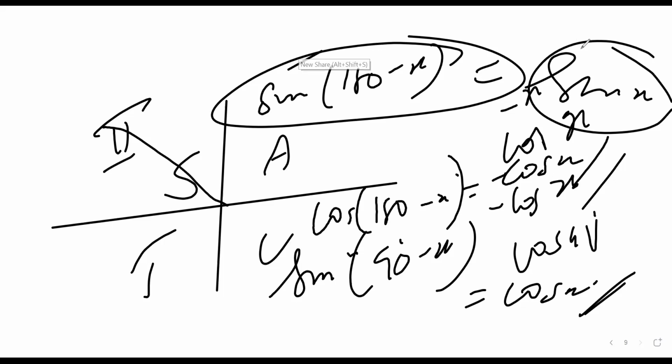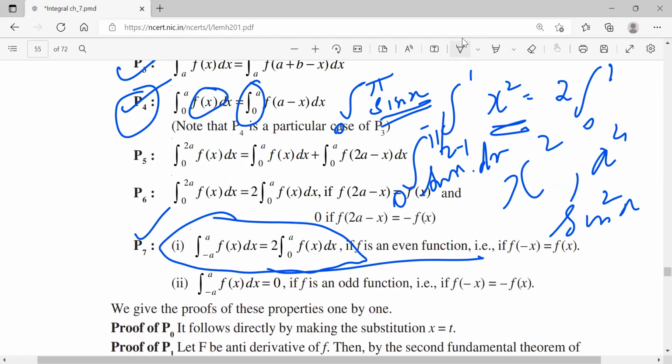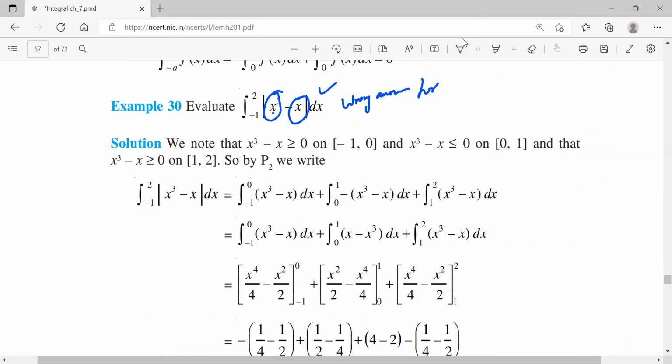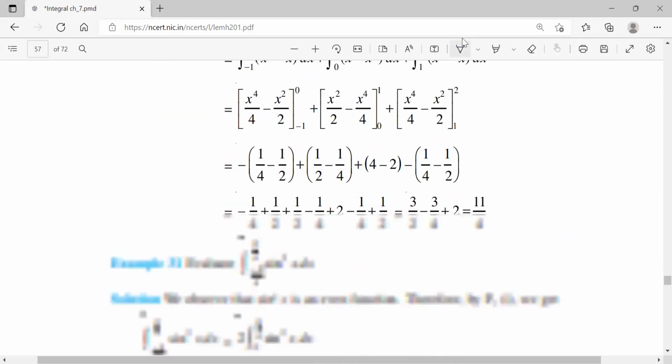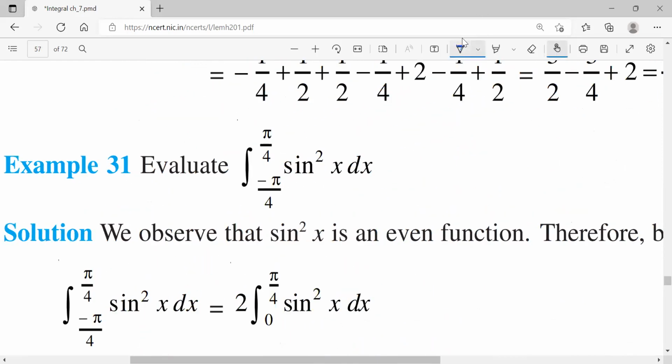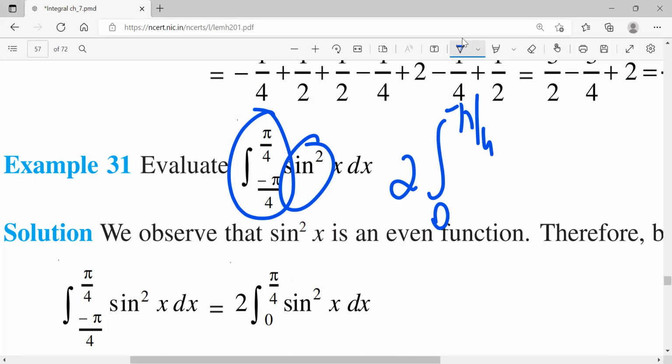Now let me come back to the questions here. I highly appreciate all of the guys who have given me an answer. Whether it's right or wrong, that is secondary. Now see this question: integral minus a to a sin square x dx. So sin square is what? Even function. So I'll write 2 integral 0 to pi by 4 sin square x.